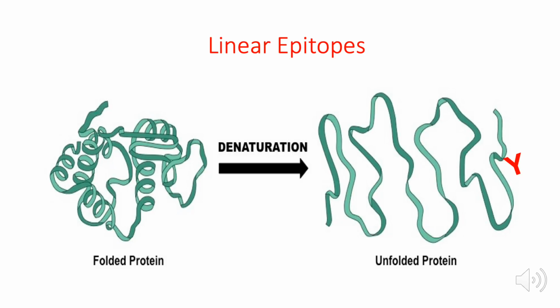Linear epitopes, even if they are subjected to denaturation, will still be recognized by the antibodies because the sequential series of amino acids are linked by peptide bonds, and peptide bonds are very strong. That's why the linear epitope will remain the same, and it will still be recognized by the antibody after denaturation.